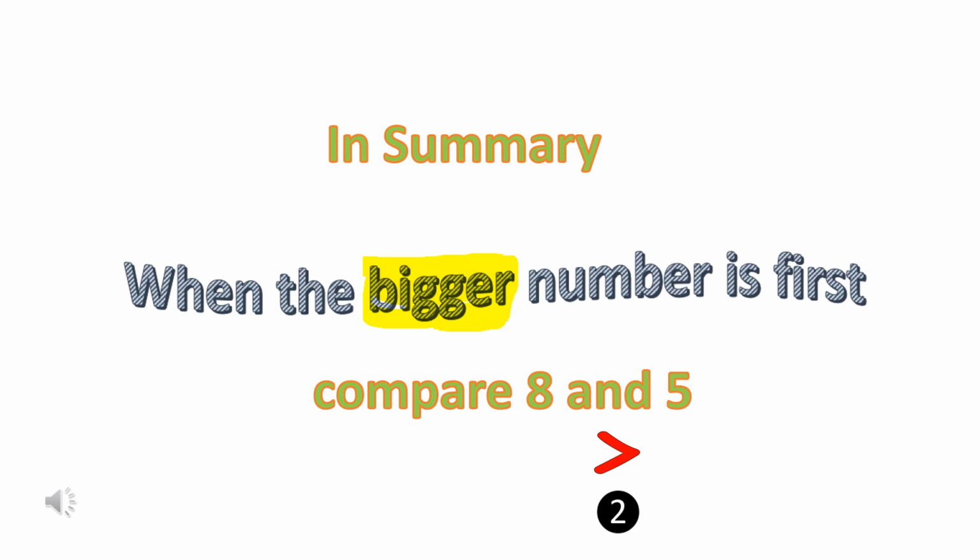In summary, when you compare two numbers, start reading from left to right. If the bigger number is first, you select the symbol that opens up to the bigger number and it points to the smaller number. So it looks like our symbol number 2.